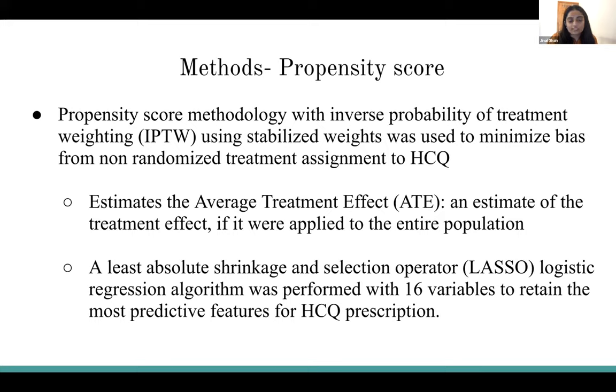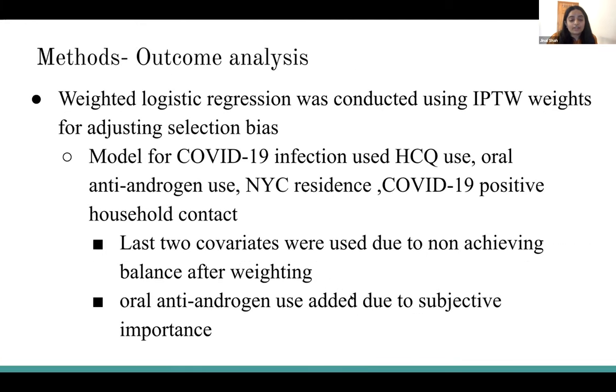Since we had a small sample size and a lot of variables that could affect the prescription of hydroxychloroquine, including various subtypes of alopecia, we used the least absolute shrinkage and selection operator, or LASSO, to retain the variables that were most predictive of hydroxychloroquine prescription. For the main outcome analysis, we did a weighted logistic regression using the weights from the propensity score model. In our final model for COVID-19 infection, in addition to hydroxychloroquine use, we also had oral antibiotic use because of its subjective importance. We added two other covariates, New York City residency and COVID-19 positive household contact, mainly because we did not achieve a balance for those two covariates after our propensity score weights.